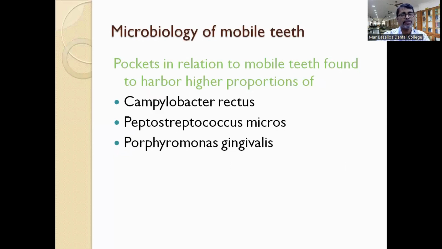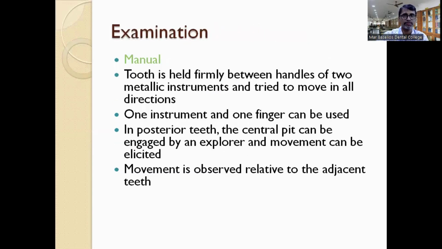Now, mobility cannot be attributed to any specific microorganism, yet studies have shown that the pockets in relation to mobile teeth can harbor higher proportions of organisms like Campylobacter rectus, Streptococcus micros, and Porphyromonas gingivalis. Now, Porphyromonas gingivalis, as you all know, is the most important periodontal pathogen. So, whenever you have a mobile tooth associated with a periodontal pocket, and you take a microbiological culture of the pocket contents, you are more likely to find these organisms.